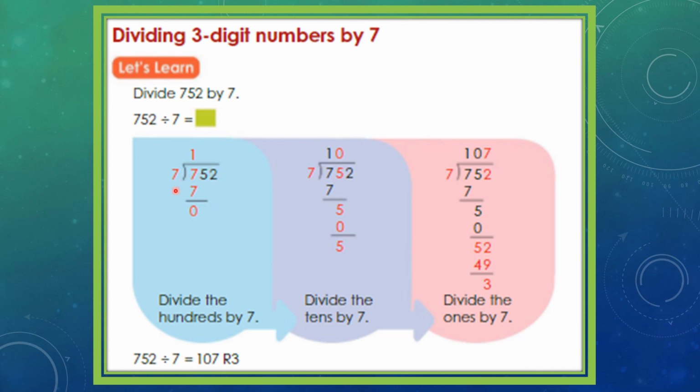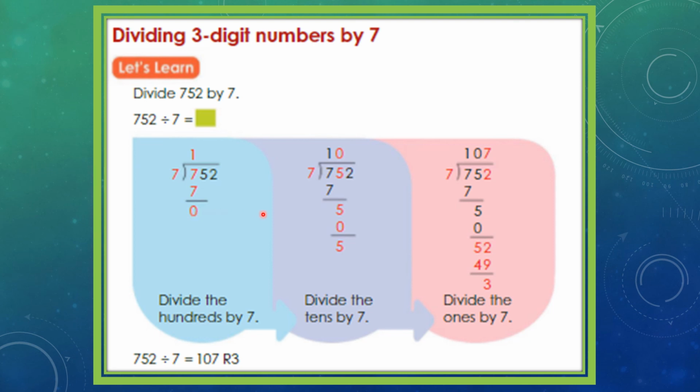So we need to divide the hundreds, which is the 7, by 7. So 7 divided by 7, class, is 1. And then when we go down, class, we need to use multiplication. 7 times 1, or 1 times 7, equals 7. So we need to subtract. 7 minus 7 equals 0. It's okay if we don't put the 0 there.